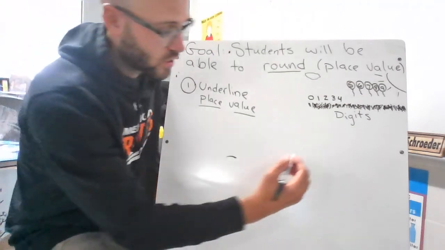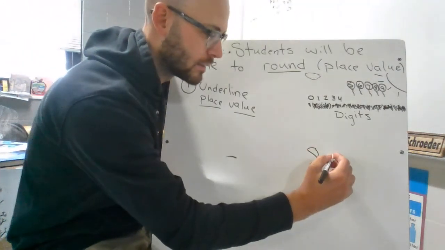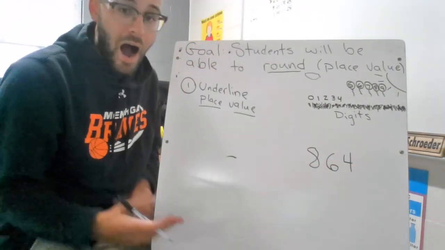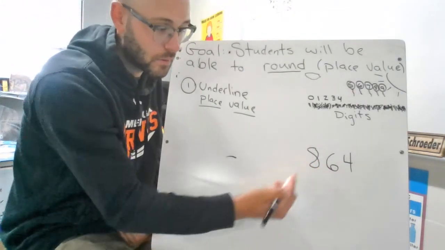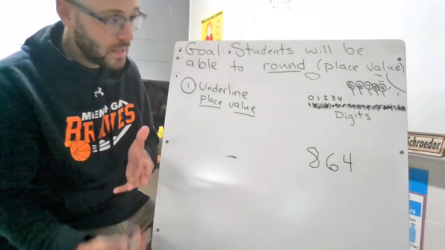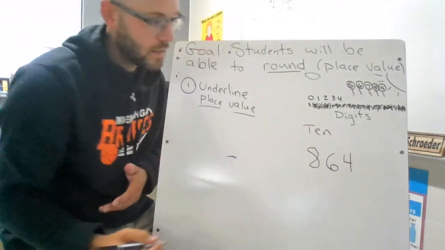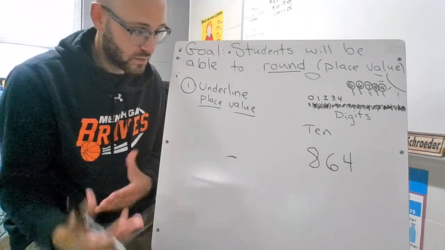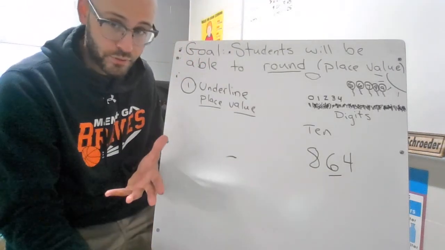Well, let's just say I have a 3-digit number, like 864. I could round that number to the tens, nearest 10, and I could round that number to the nearest 100. Now, I'll just pick 10 for now. If I'm rounding to the nearest 10, the first step in my 4-step system is to underline the tens place value. Pretty simple so far.